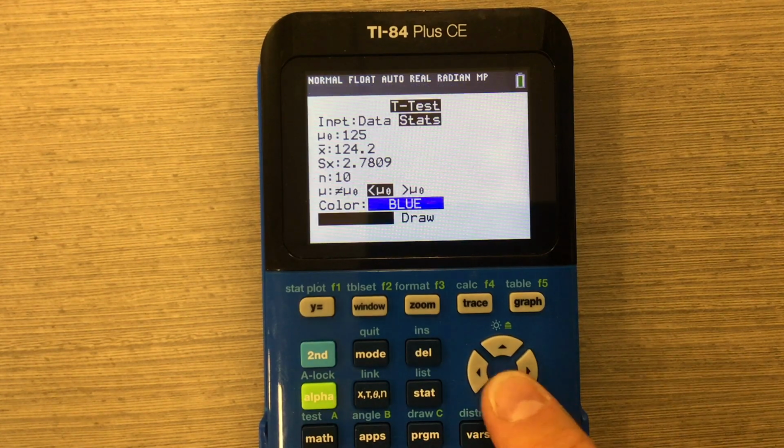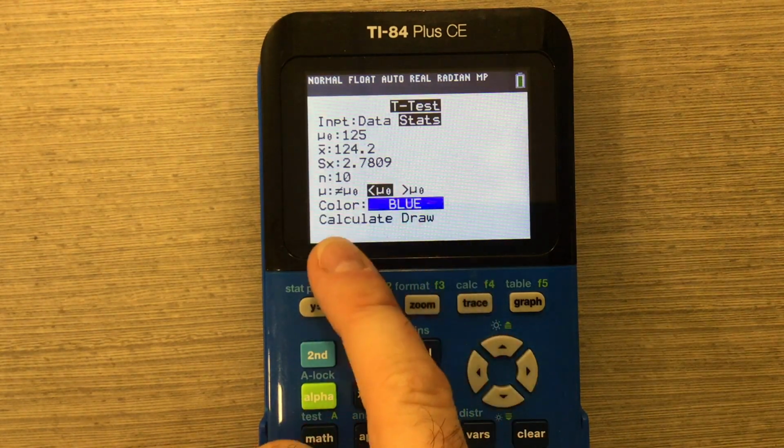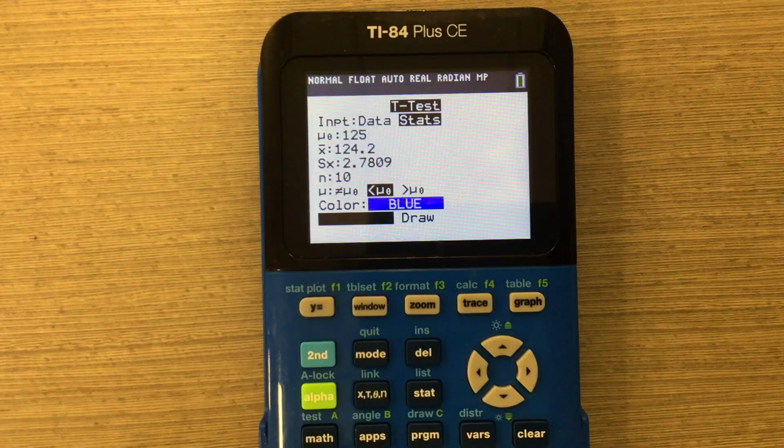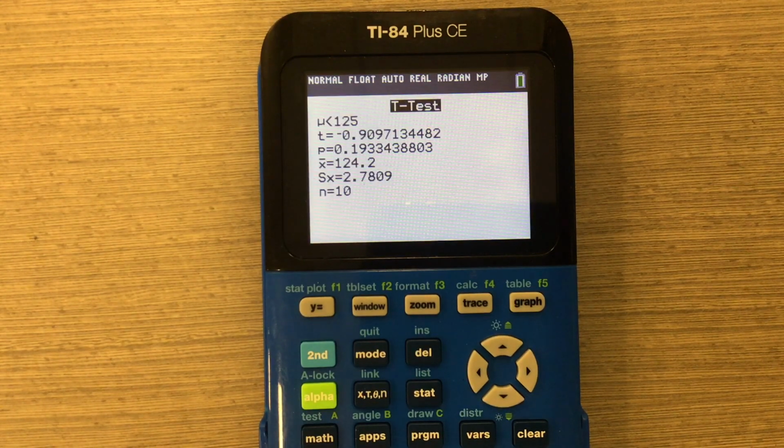And down here, as we did with the z-test, we can do either calculate or draw. So if you're looking for a visual, maybe the problem asks about drawing a visual, you can go there. But this problem is just about calculating, so I'll hit enter. And there you have it. Our t is negative 0.9097. That is what we found with our by hand work. And p is 0.1933, which is what we also found from our CDF function. And then it restates the sample mean, the sample standard deviation, and our sample size afterwards.